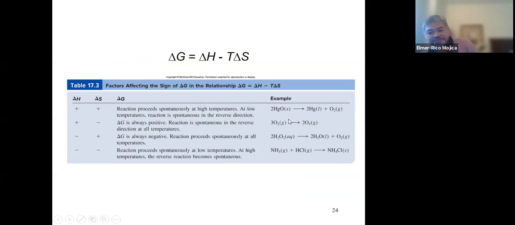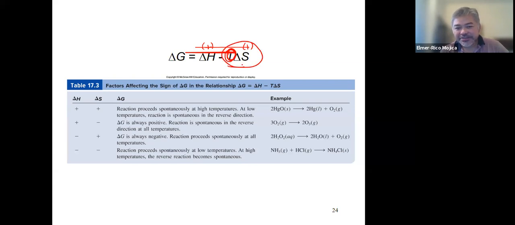So here, it can predict to you what will be the delta G given the delta H and the delta S. If you look at here, if this is a positive sign and this is a positive sign, what will happen? Everything depends on the T value. Because positive, positive, so for this to become negative, this value here should be more than the delta H. That's why it says here, reaction proceeds spontaneously at high temperature.